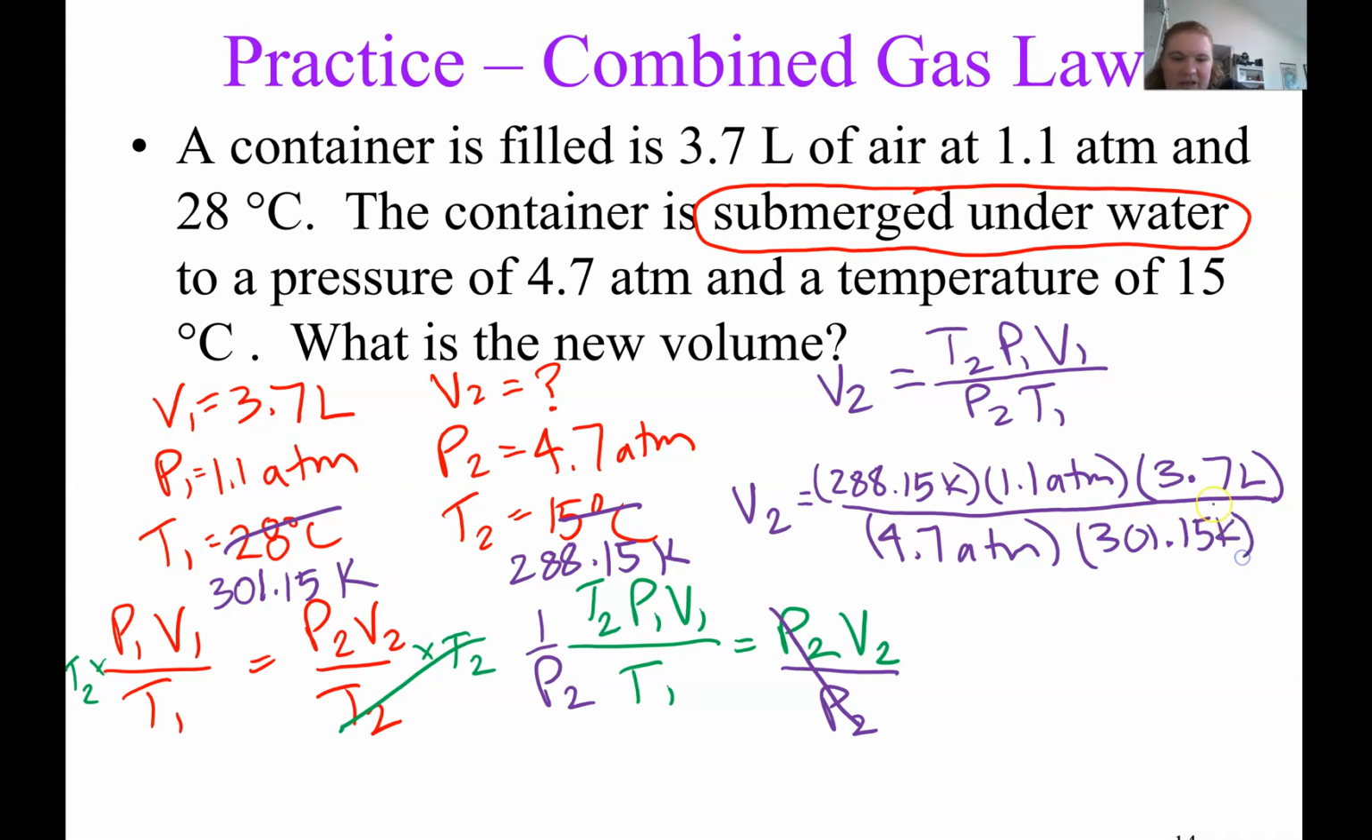Now we might be able to make a prediction here as to if our new volume should be bigger or smaller. It kind of just depends on if the change in the pressure and the change in the volume are supporting the same change. So our pressure is increasing, and an increase in pressure tells us that our volume should be going down. And our temperature is decreasing, which also tells us our volume should be going down. So our new volume should be less than 3.7 liters. So I'm going to put all of these numbers into my calculator.